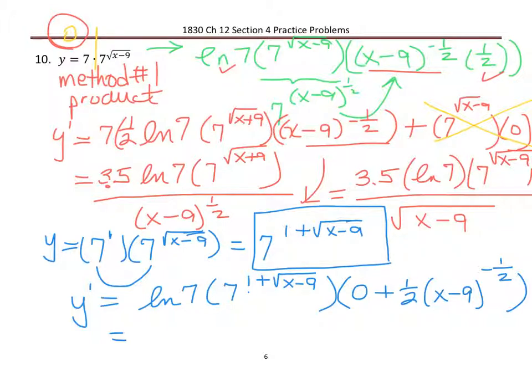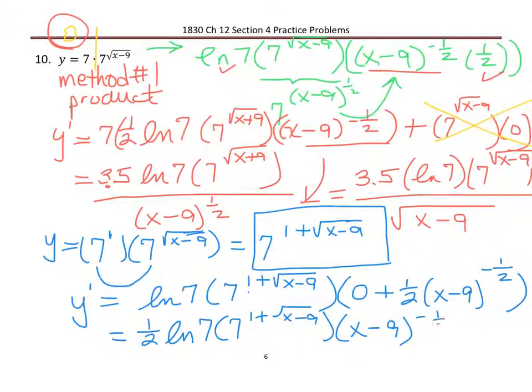And so that means that we have 1/2 times the natural log of 7 times 7 to the 1 plus the square root of x minus 9 power times x minus 9 to the negative 1/2 power, or you can do what we did up here and move that to the denominator. Now I know it looks like we lost something, but we didn't. Even though it looks like we did, we didn't.